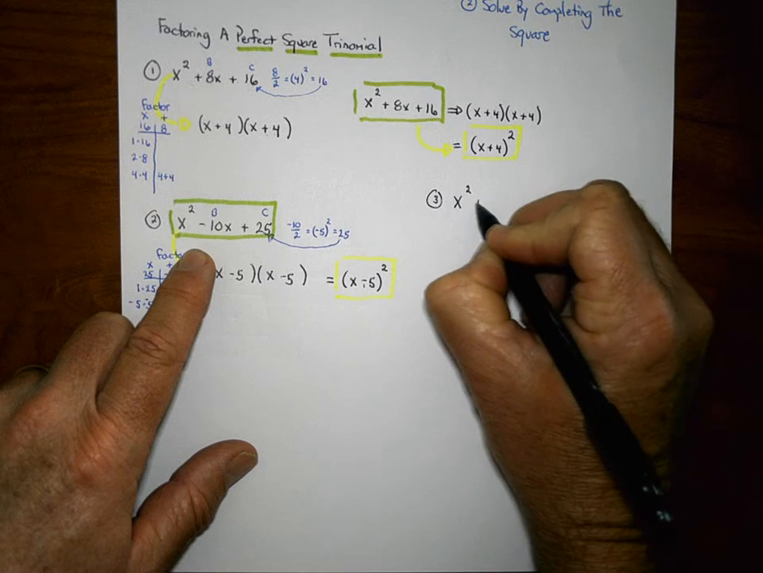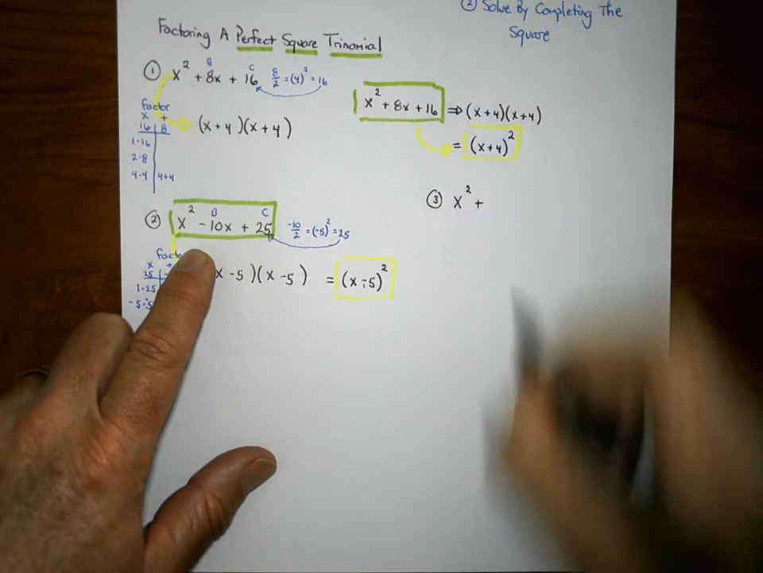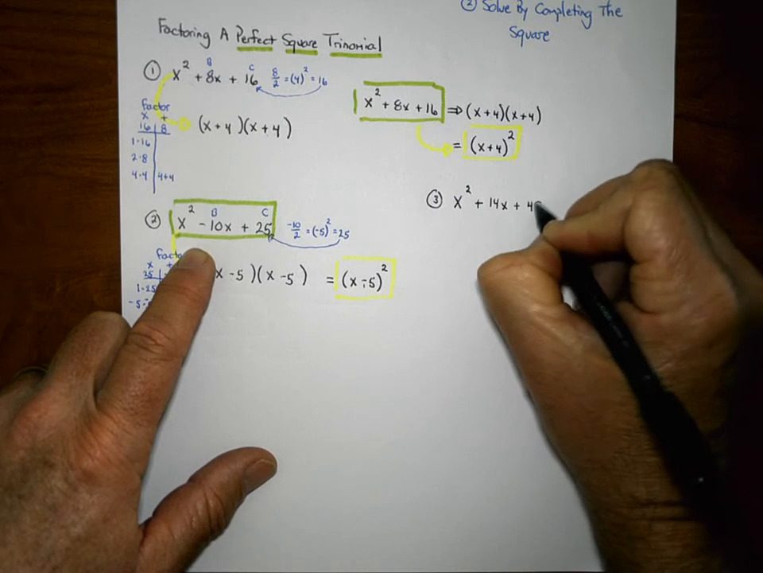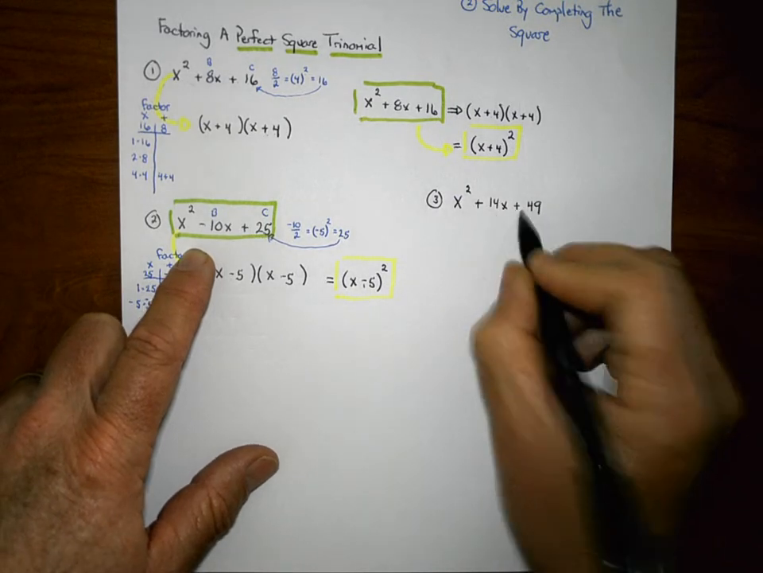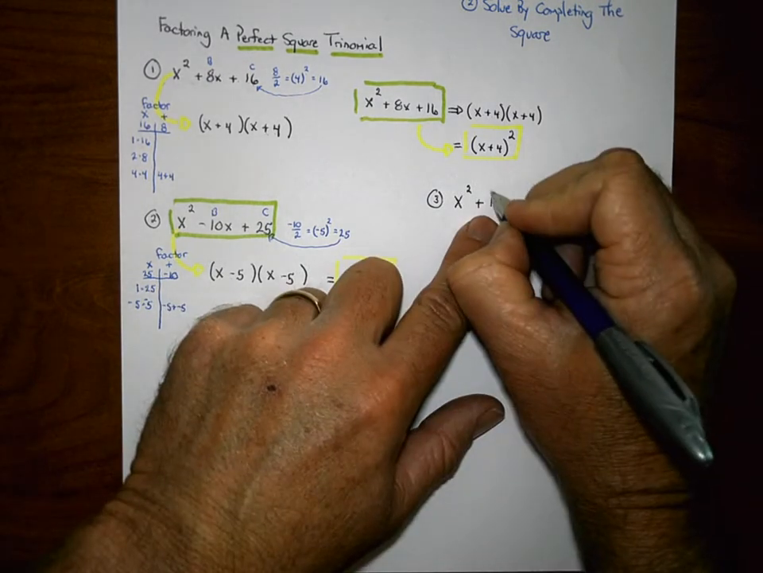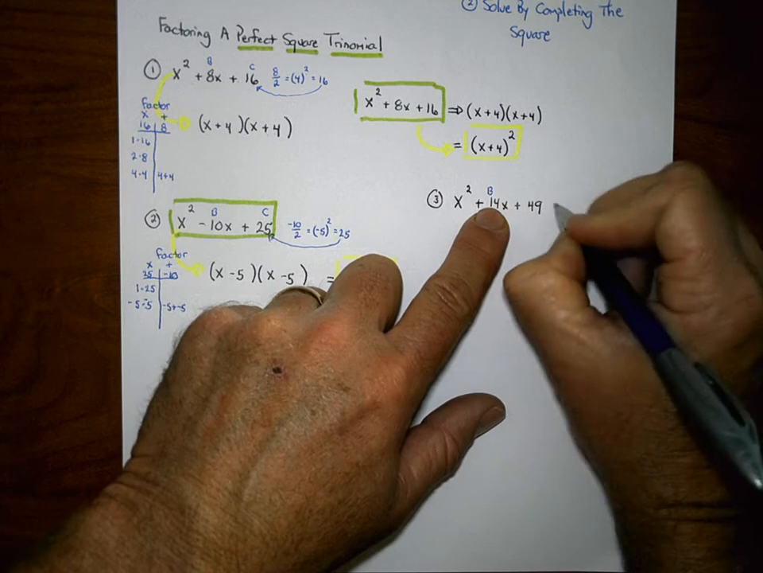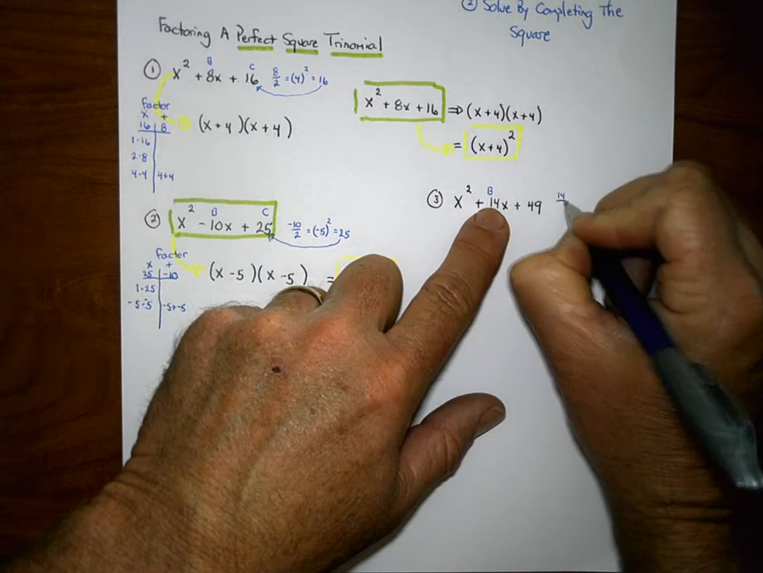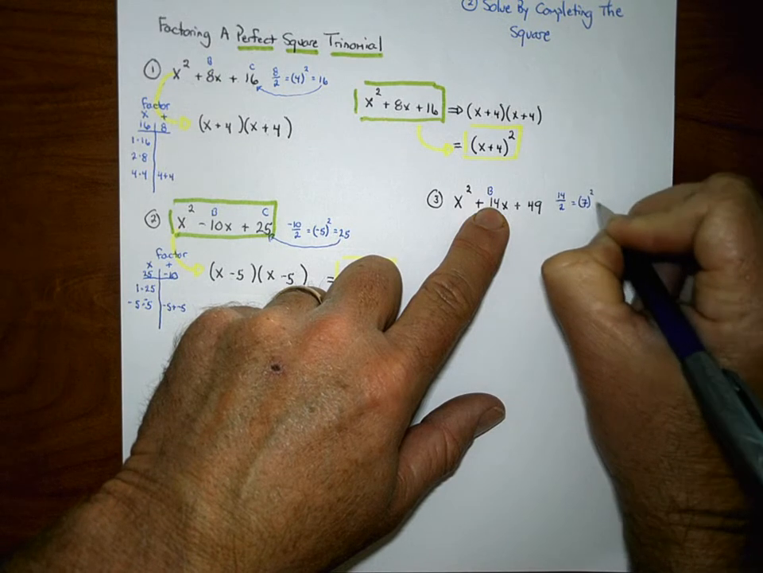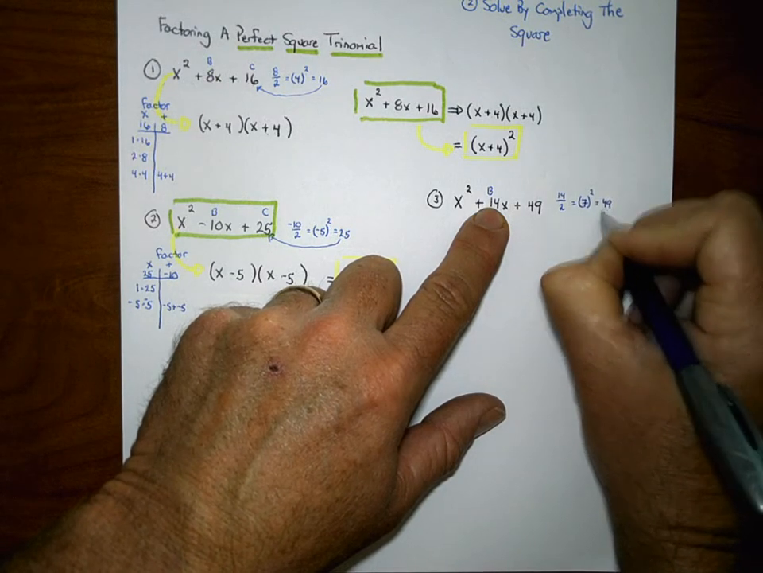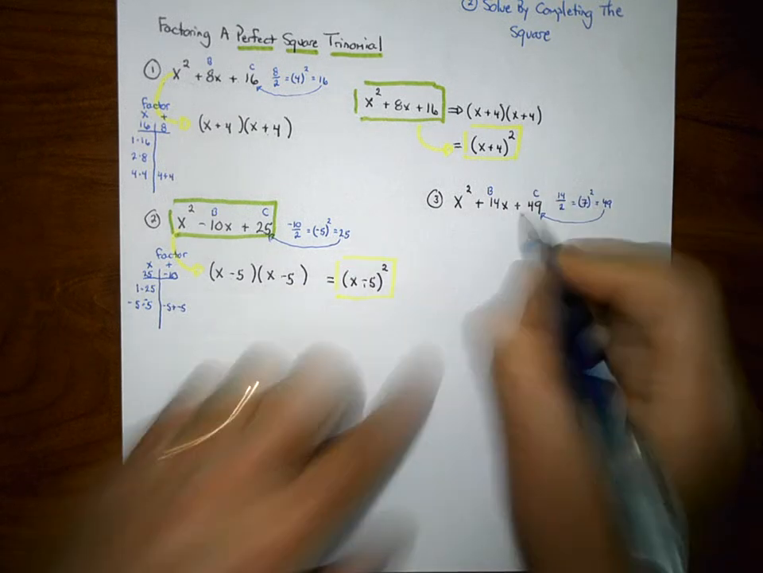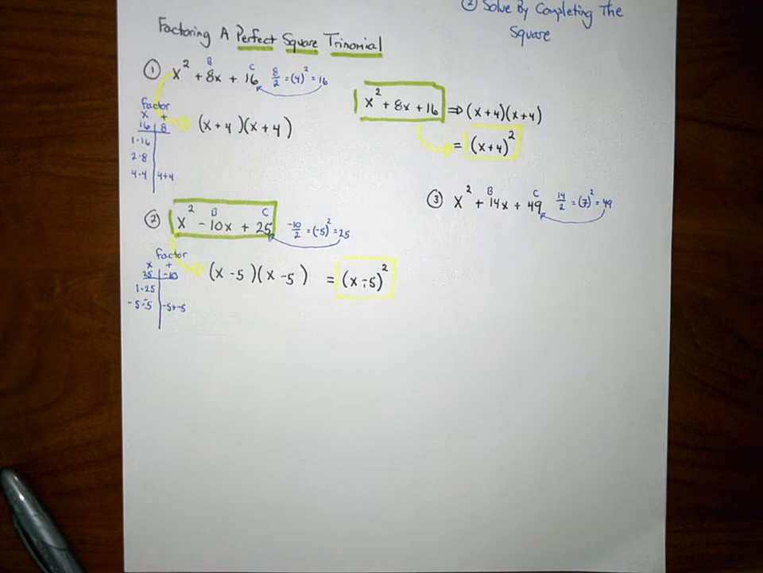How about x squared plus 14x plus 49? So the first question is, is this a perfect square trinomial? Well, remember, the way to tell is take the b value, which is 14, divided by 2, that's 7, raise that to the second power, 7 to the second power is 49. If that equals your c value, then you have a perfect square trinomial. Therefore, this is a perfect square trinomial.